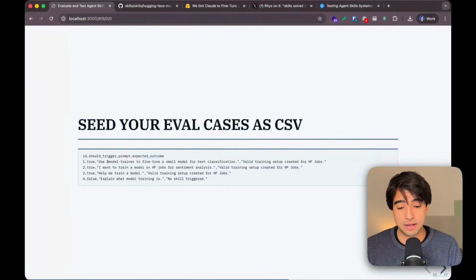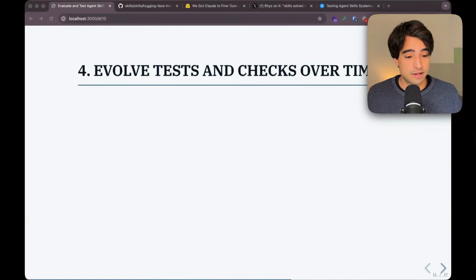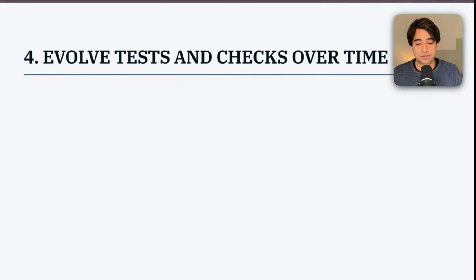Okay, so that would be the next step. And like that, we got to the final stage of the skill lifecycle, which would be to continue to evolve the tests and checks over time as you use the skill and as you, of course, add new features to it.